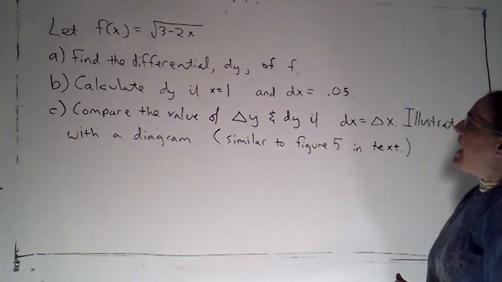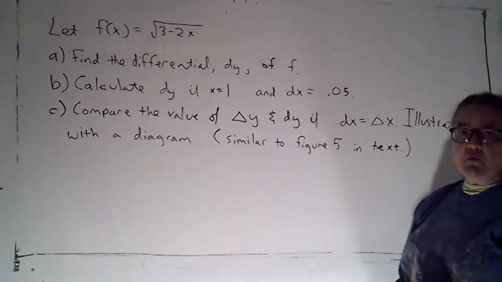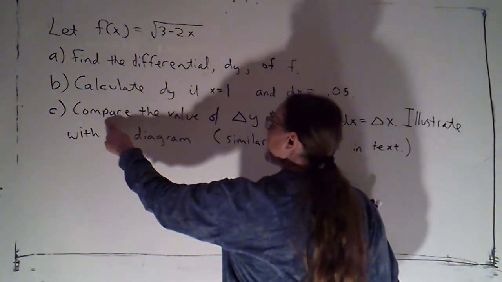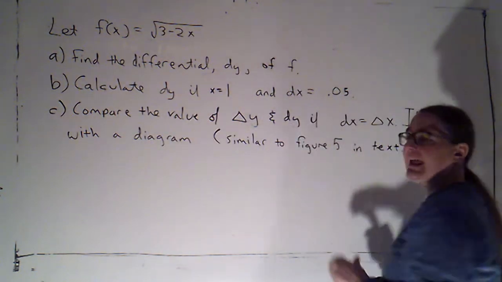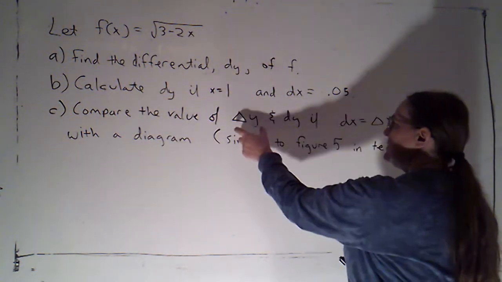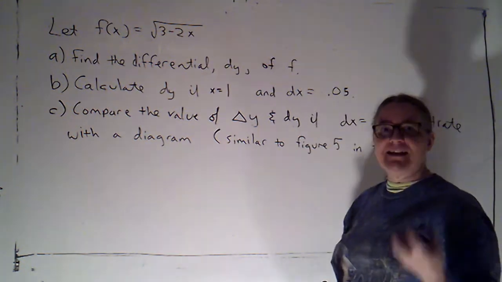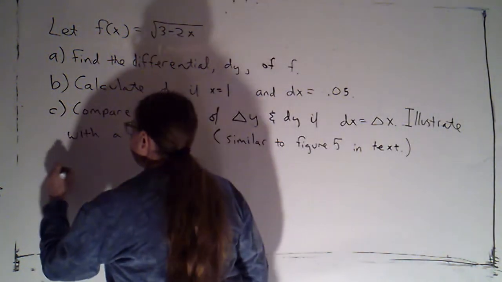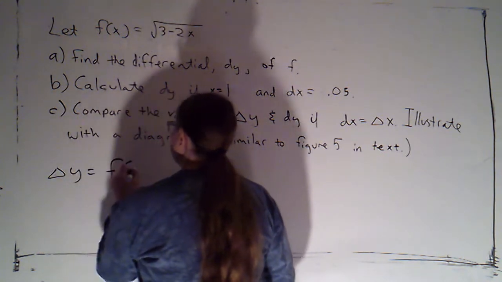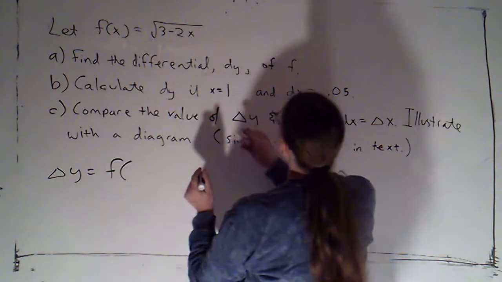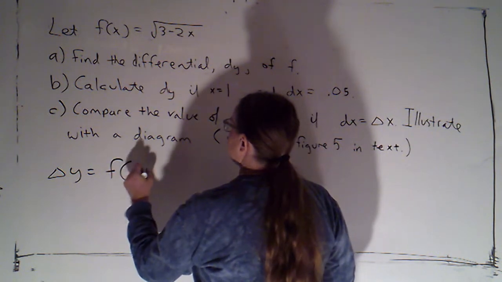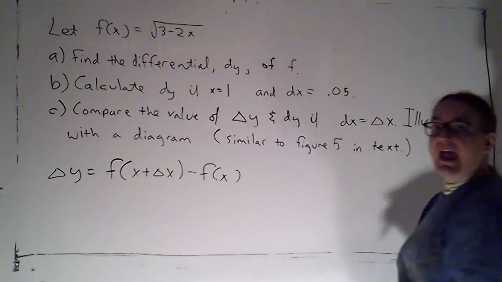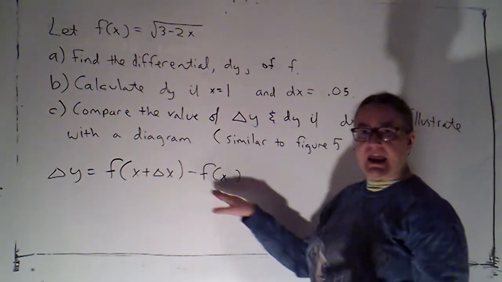Now, part C is the new part. Part of it I did last time, but this part I didn't do. You're asked to compare the value of delta y and dy. That means you need to actually calculate what delta y is. Remember, delta y is just the difference between f of x plus delta x and f of x. So you're going to have to calculate that.